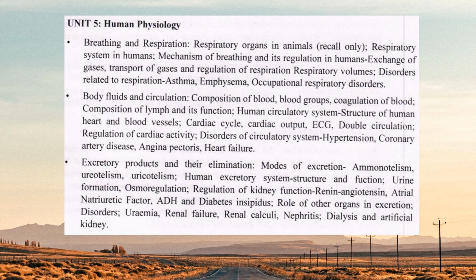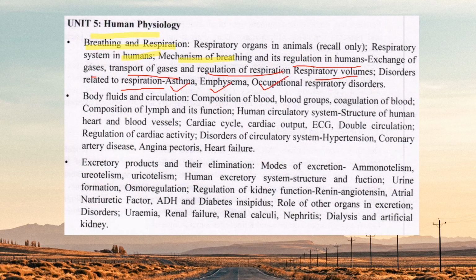In human physiology, if you see the old NCERT, earlier before breathing and respiration, there was one more chapter, digestion and absorption, but now it has been removed. So in human physiology, you have to read breathing and respiration. In this, respiratory organs of animals, recall only; respiratory system in humans, the mechanism of breathing and its regulation in humans, so the regulation part is important, exchange of gases, transport of gases, regulation of respiration, respiratory volumes, disorders related to respiration like asthma, emphysema, occupational respiratory disorders.